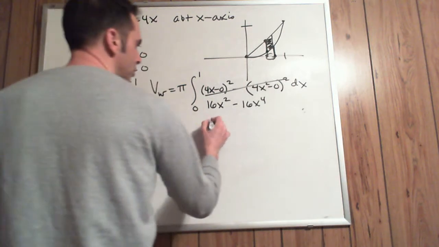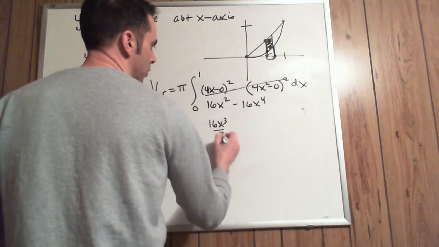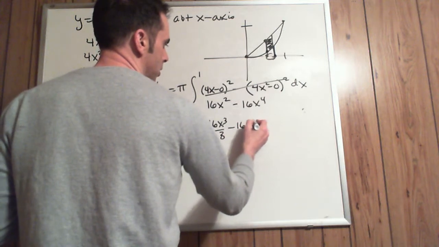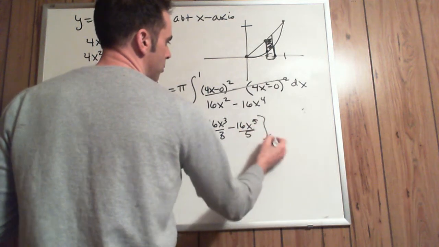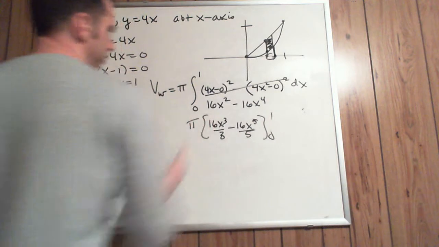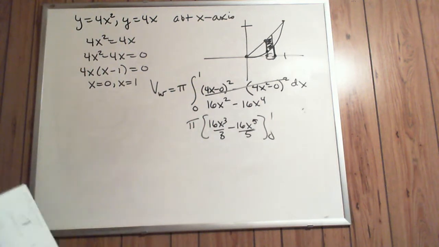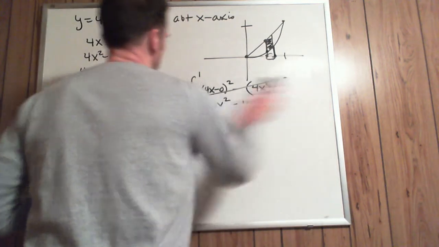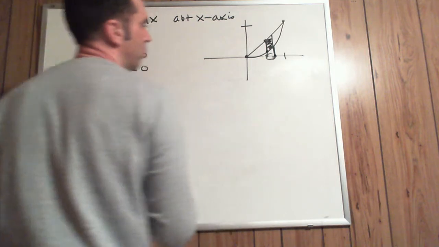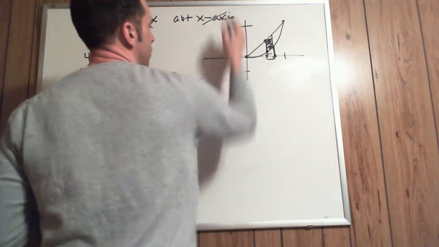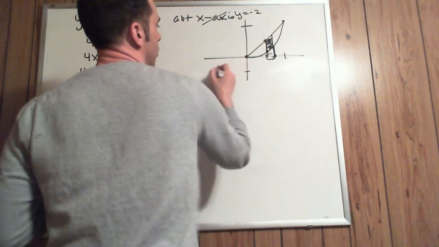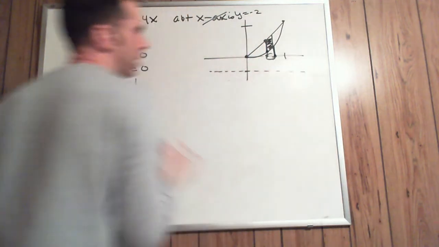And the antiderivative would become 16x cubed over 3 minus 16x to the fifth over 5 from 0 to 1 times pi. Now let's extend that. Let's change a little bit. How would it become if we're about the line y equals negative 2? What would change? Well, the area is not changing.